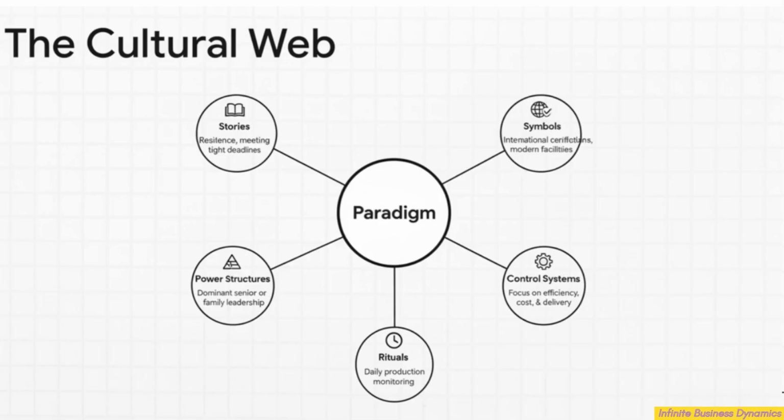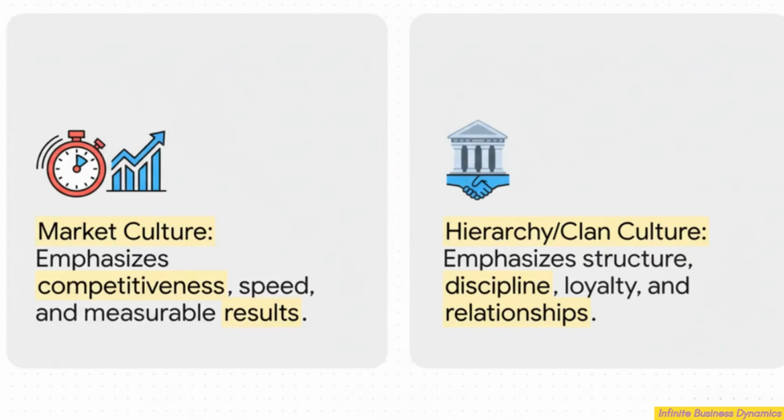What symbols do they show off? Look for those international certifications on the walls. Those are like badges of honor, of credibility. The power structures? They almost always trace back to a single family or a really dominant senior leader. And the daily rituals, like the morning production meetings, they reinforce that hierarchy and the priorities day in and day out. And all of this can lead to a really fundamental clash of values.